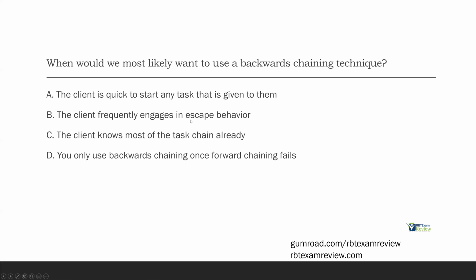C, the client knows most of the task chain already. In that case, we would probably use a total task chain. We might only need to teach steps 2 and 6, something like that, okay? And then D, you only use backwards chaining once, forward chaining fails. That is incorrect. Your BCBA is going to decide what chaining technique to use, and you don't necessarily need to use forward chaining first. Backwards chaining is a totally viable strategy.